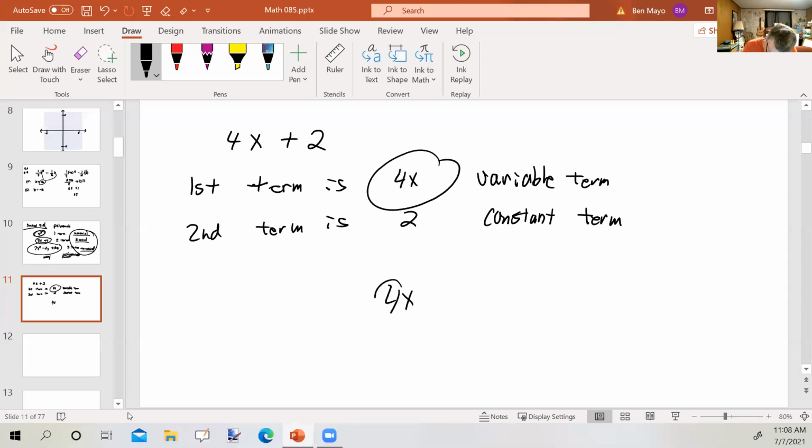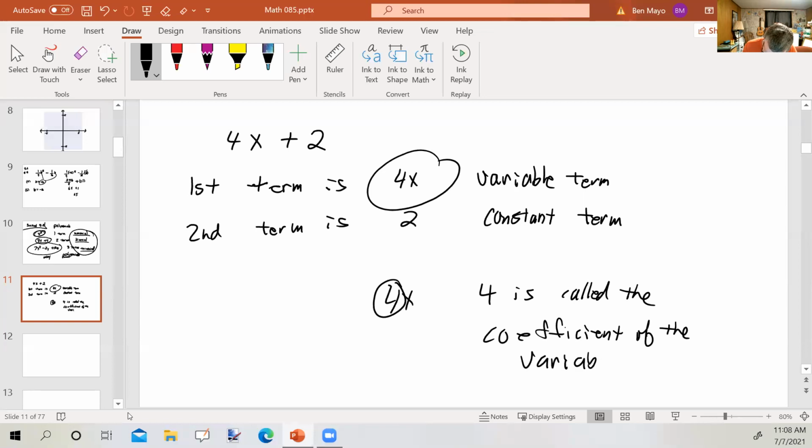The number in front, 4, is called the coefficient of the variable, or you could say it's the coefficient of x if you wanted to be specific about it. All right. Any questions about that?